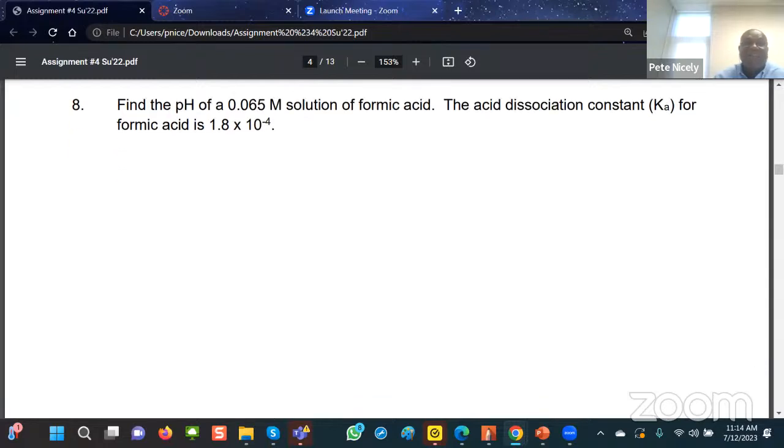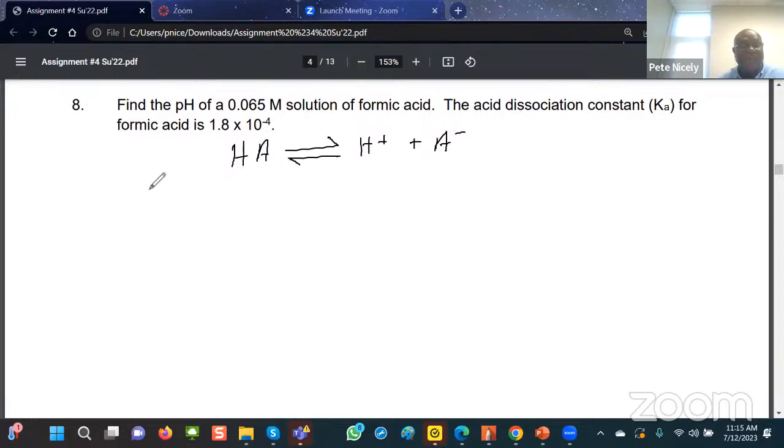Well, basically what you'd have to do is set up something that we saw in the previous chapter, and that is an ICE table. So the first thing I'm going to write down is the equation for the dissociation of the weak acid. I'm just going to use HA. I don't need to write down the entire formula of the formic acid, so I'm just going to use HA to represent the formula for the acid, all right? So that's the equation.